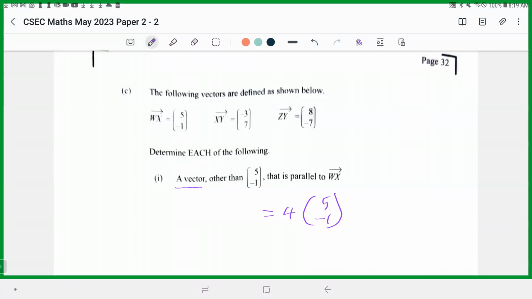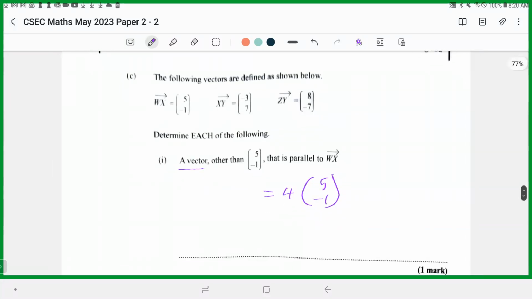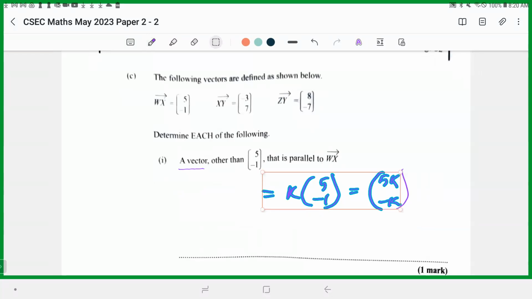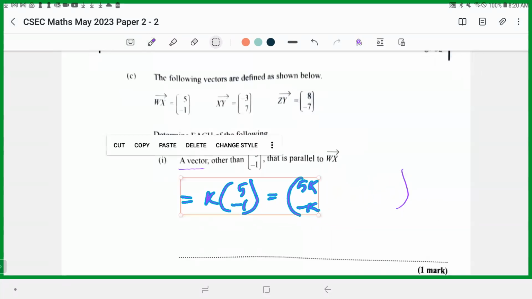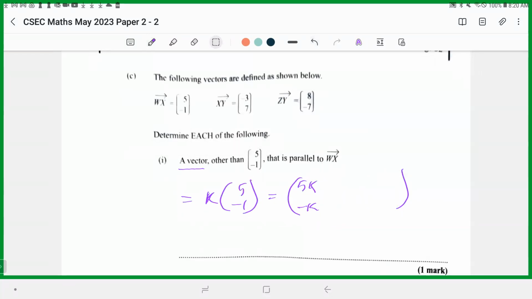So any vector. In fact, let me use k. Let's say k, and it becomes (5k, -k). And I can say k is any real number.